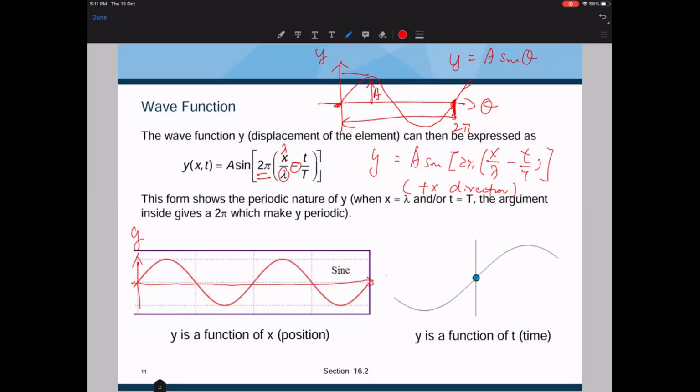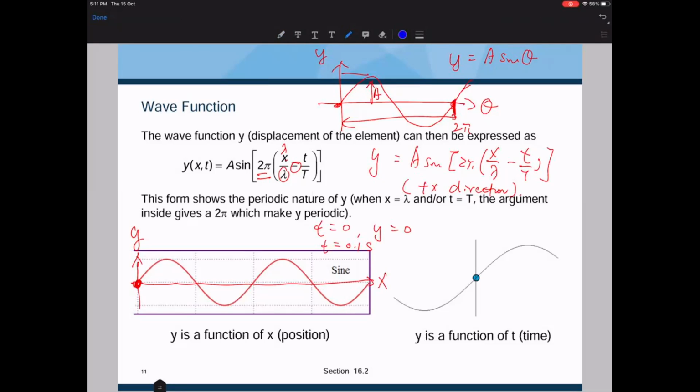This is y, this is x. At the time equals 0, we are seeing exactly this graph. So the position of the particle is 0 at t equals 0. So t equals 0, y equals 0. What about t equals a little bit, say 0.1 second? Let us try to imagine what happens.